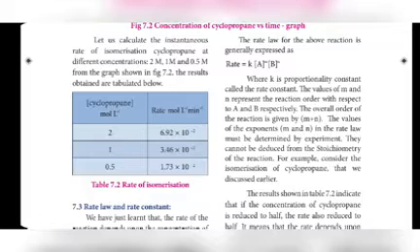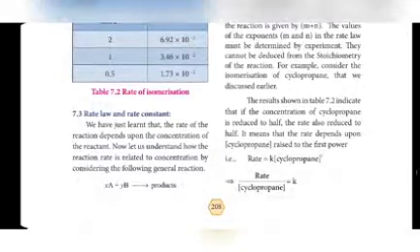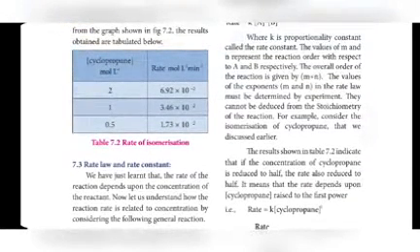The values of the exponents M and N in the rate law must be determined by experiment. Already I told that M and N are usually determined by experiment only. They cannot be deduced from the stoichiometric equation. That M value and N value is not obtained from this equation. It will be obtained only through experiment. They cannot be deduced from the stoichiometry of the reaction.